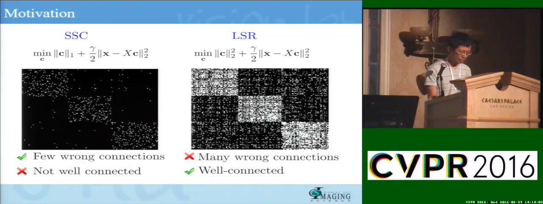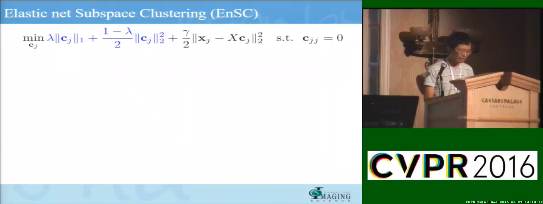So if we think about this, the properties of these two methods are actually complementary, in that one is doing good in connection and one is doing good in getting correct connections. So our idea is, can we combine the advantages of these two methods and come up with a method that does both? And this is the model that we study, the elastic net subspace clustering, in which we use both L1 as well as L2 regularization, and specifically we also use a parameter lambda that trades off the effect between these two terms.